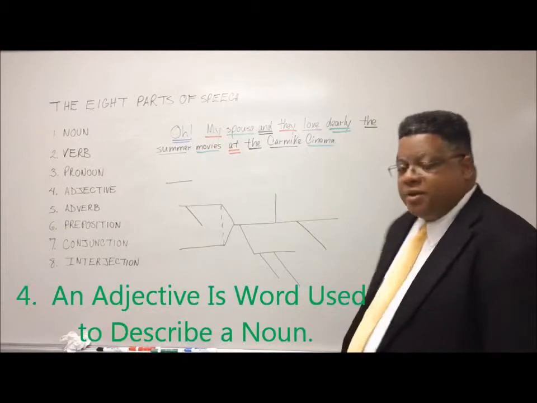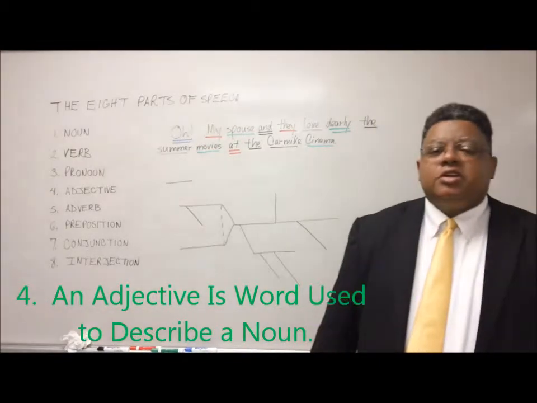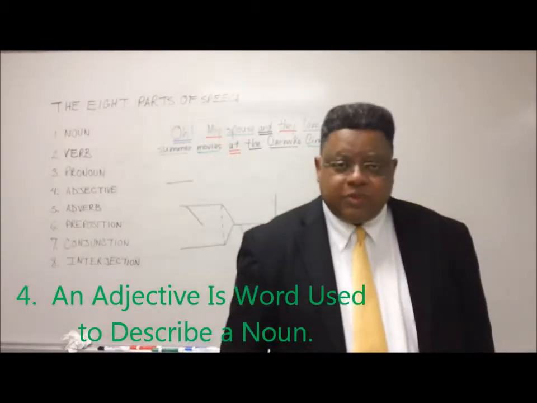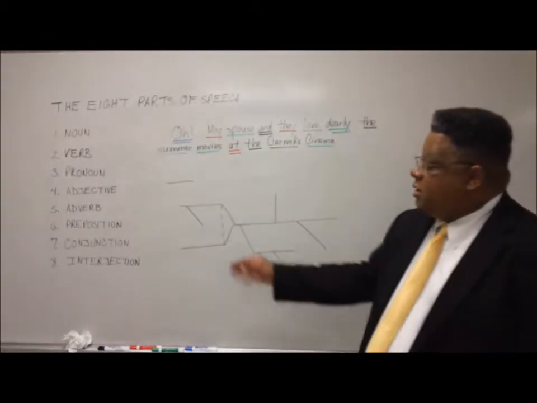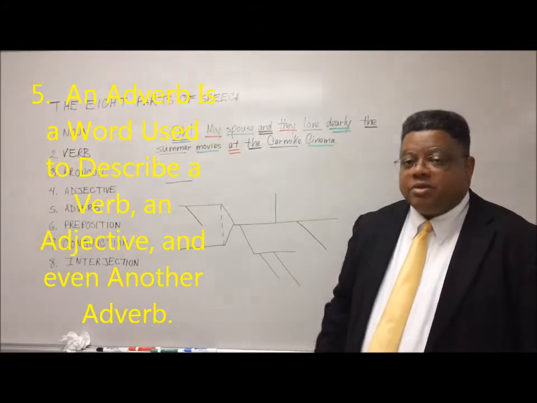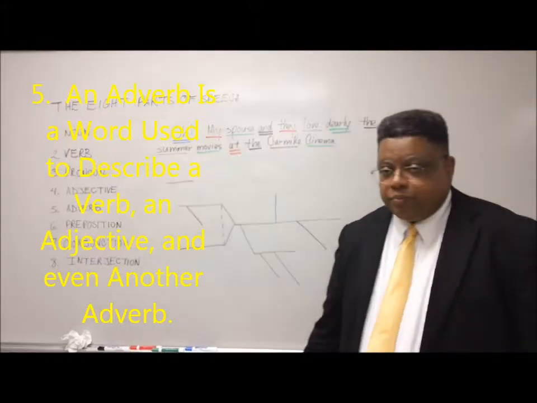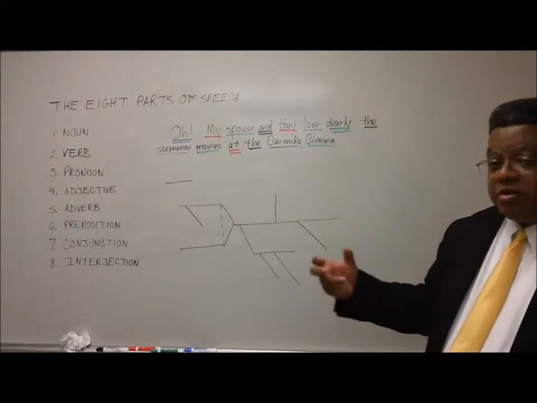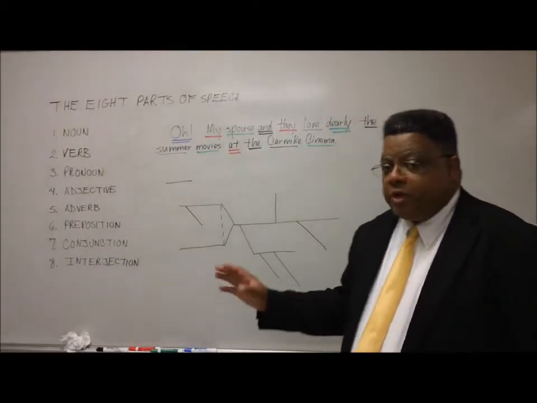An adjective is a word used to describe a noun. That is, it describes nouns. Likewise, number 5, the adverb, describes a verb, or it can describe an adjective, or an adverb can even describe another adverb. We'll get into that later.